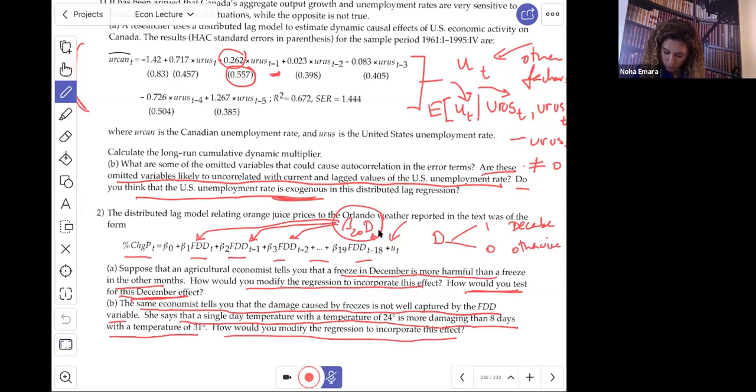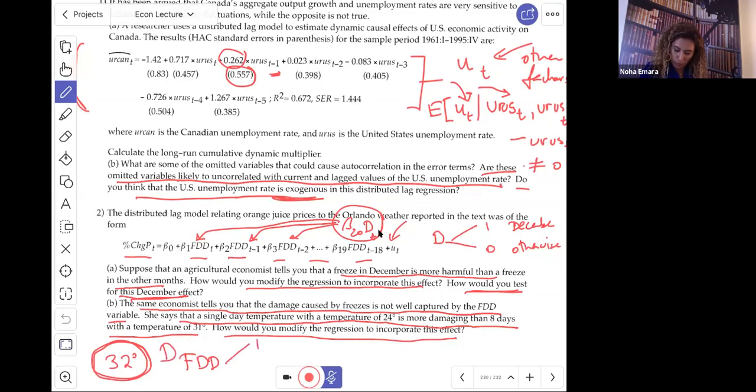Okay, so here this question is about identifying a certain cutoff. I need to have a certain cutoff in this model to tell me when the temperature is below freezing degree days. You can, for example, choose a certain cutoff point, let's say 32 degrees, and say 32 degrees is my cutoff for freezing degree days. So I'm going to add a dummy variable, right? And this dummy variable is going to be like FDD dummy. Let me write it as DFDD.